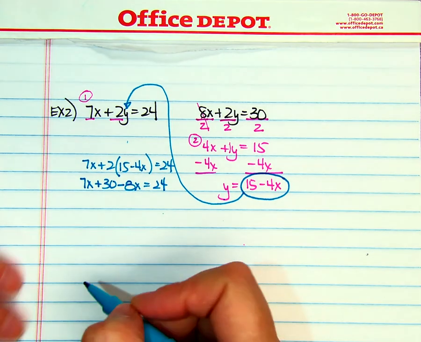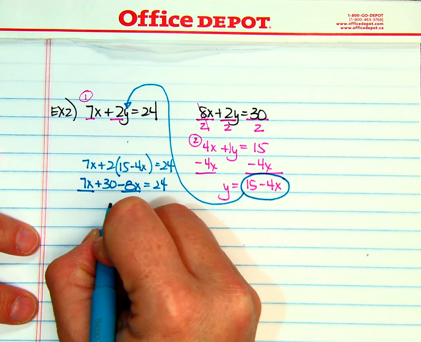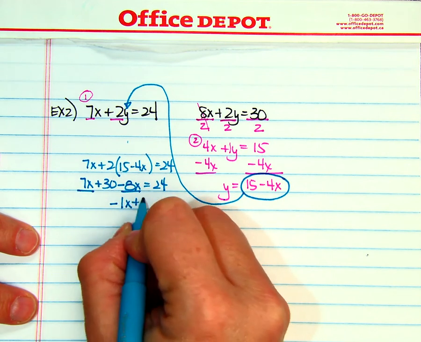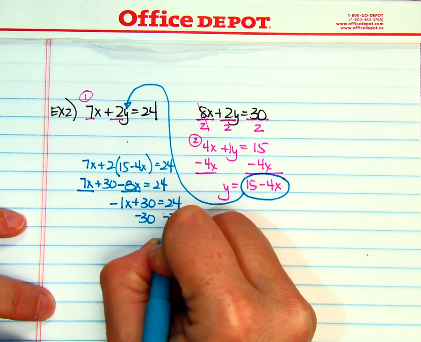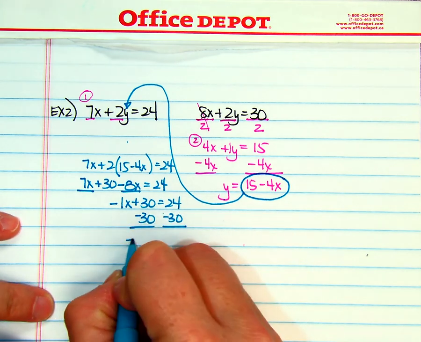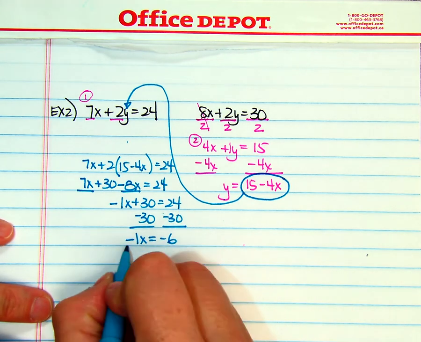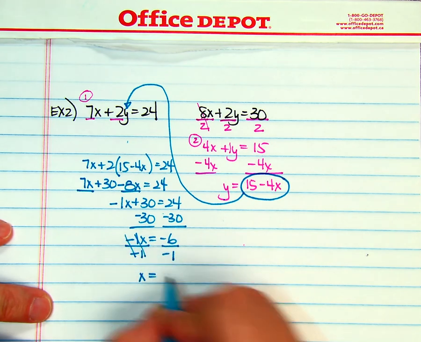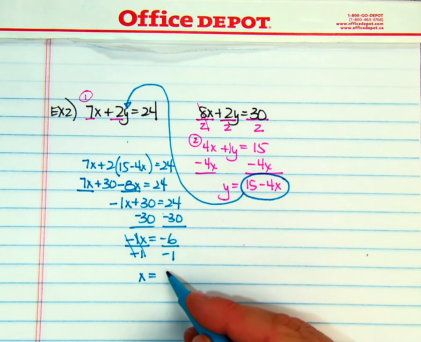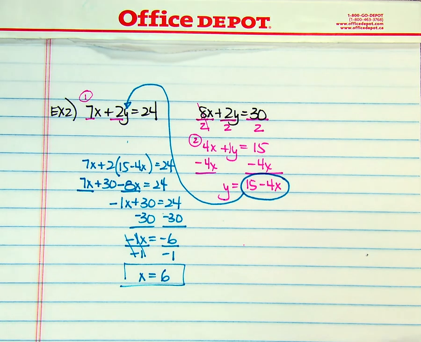And we're right back to simplifying and combining like terms. So 7x minus 8x gives me a negative 1x. Don't forget about my plus 30 equals 24. Solving for x, I'm going to subtract 30 on both sides, and have negative 1x equals negative 6. You cannot stop with a negative variable, so we're going to divide both sides by a negative 1. So x equals negative divided by negative is a positive 6. So right there I have half of my required ordered pair.